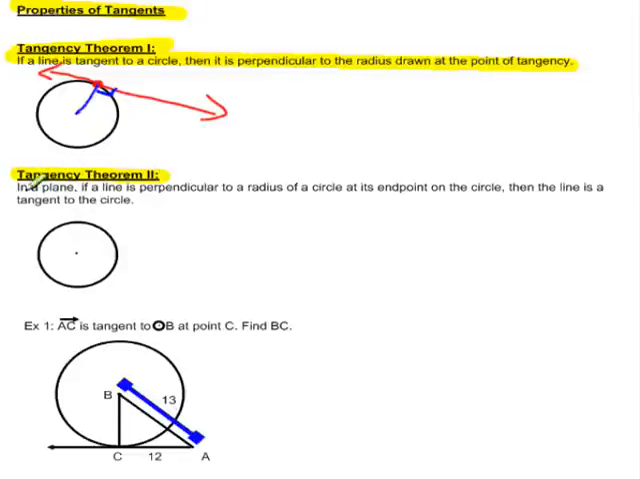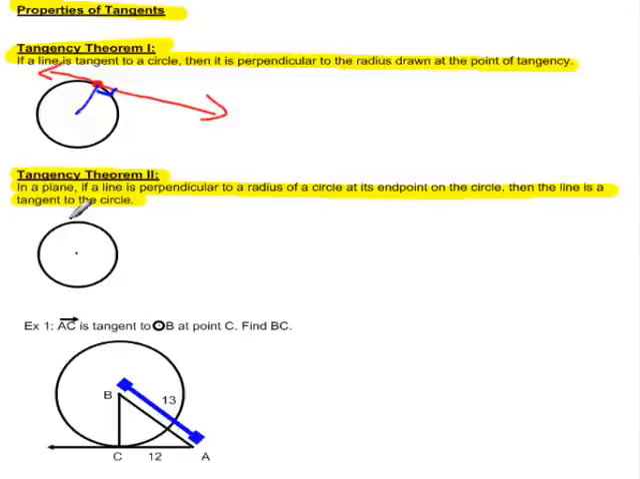Okay, so there's another tangency theorem, and it says in a plane, if the line is perpendicular to a radius of a circle at its endpoint on the circle, then the line is tangent to the circle. So in this case, the first theorem says if you have a tangent line and a radius, then you know this is a right angle. Theorem 2 changes that around.